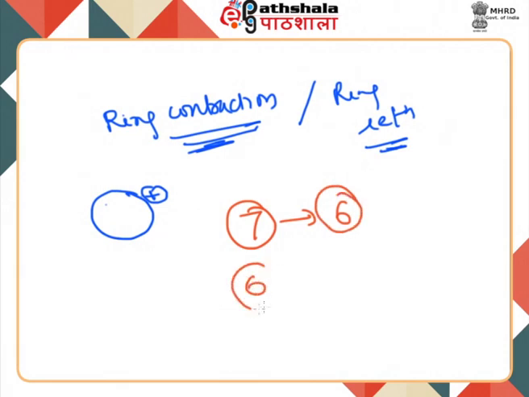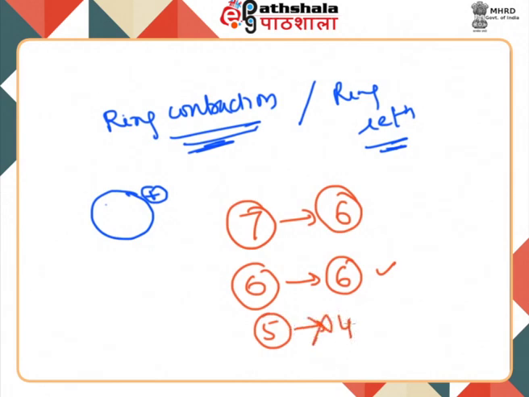But if you start from 6, it will not contract and give you 5, because out of 5 and 6, the 6 is more stable. So 6 will be retained as 6. Similarly, if you start with 5, 5 will not go into 4, 5 will remain as 5.